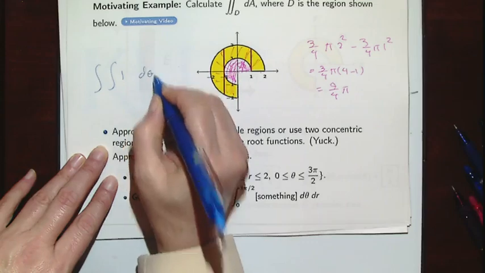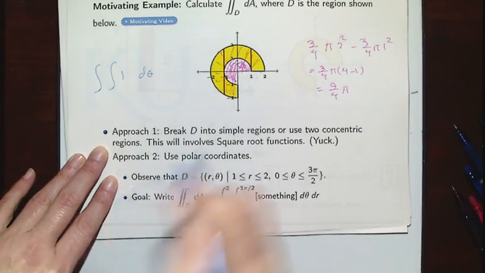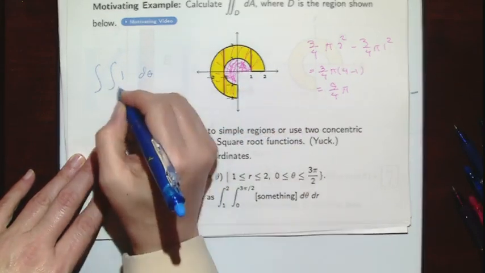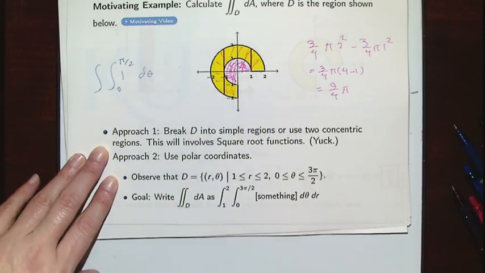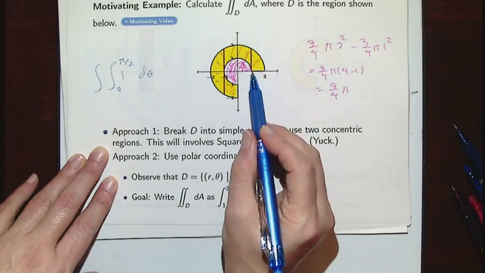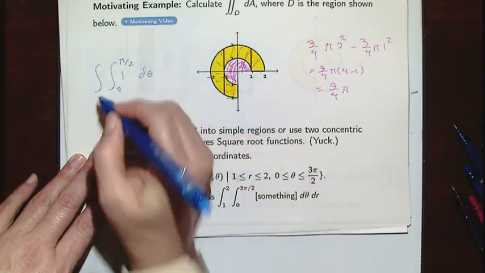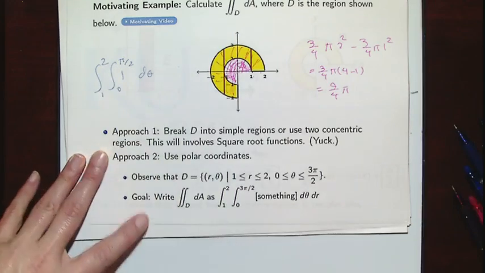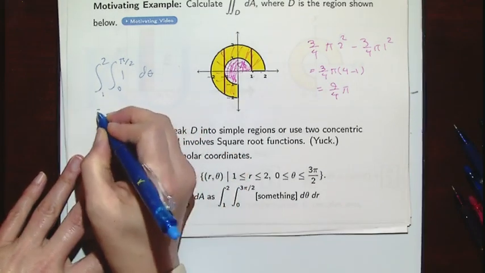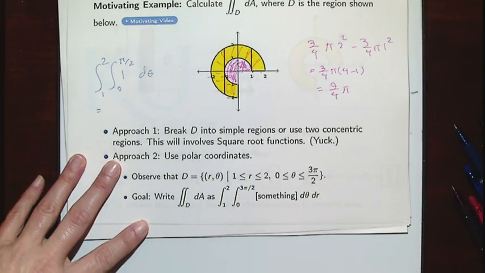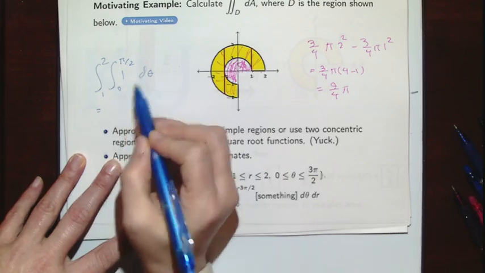What is d theta? 0 to pi over 2. What is r? What is the lowest r? 1 to 2. Let's integrate. I'm going to ask the next iClicker question on exactly what I'm saying right now. You have to know it. So now what do I do?